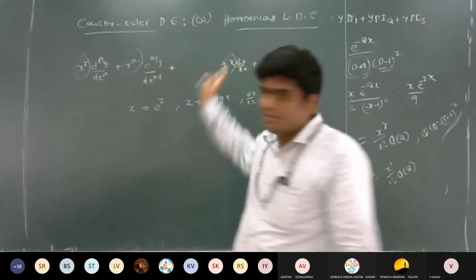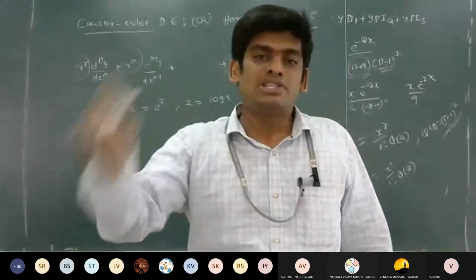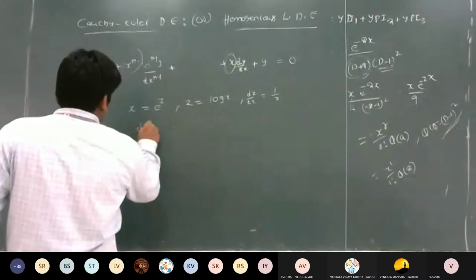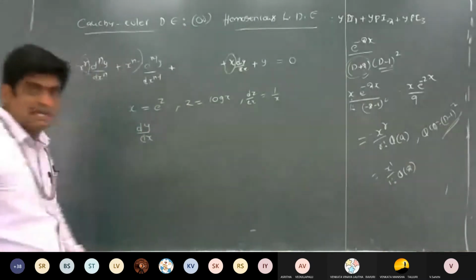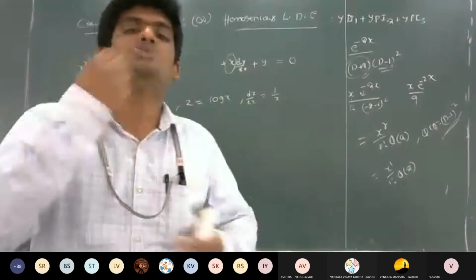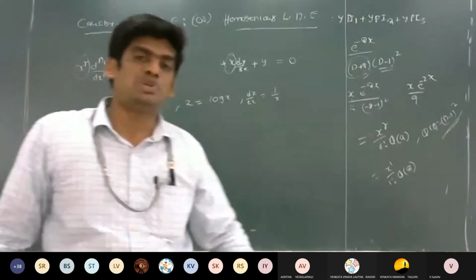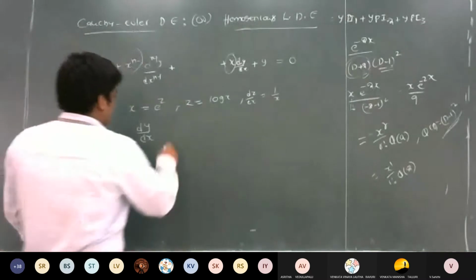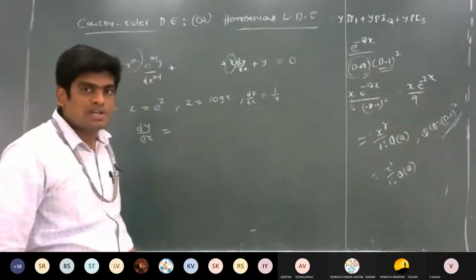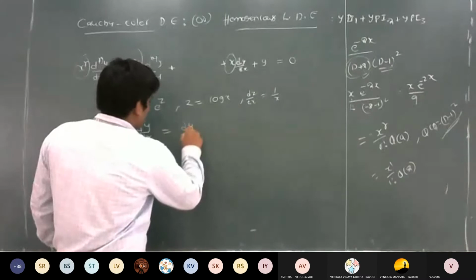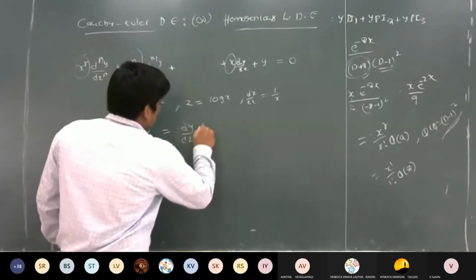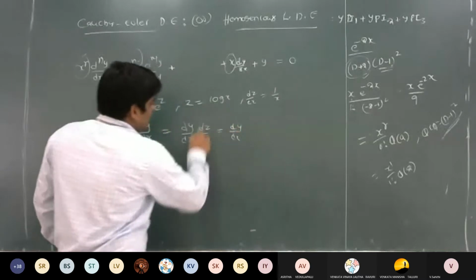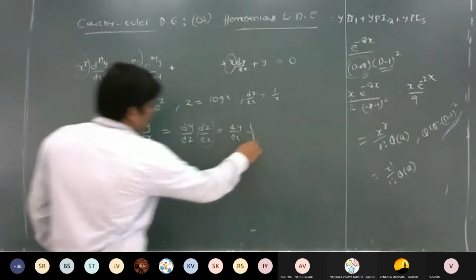But here we have dy by dx, d square y by dx square, d cube y by dx cube, and so on. So now we are going to calculate the values of dy by dx. That means we are changing the independent variable into z, so we have the new derivatives with respect to z. That is the process. As per the chain rule, it is nothing but dy by dz into dz by dx. So that is equal to dy by dx into the value of dz by dx, which is 1 by x.